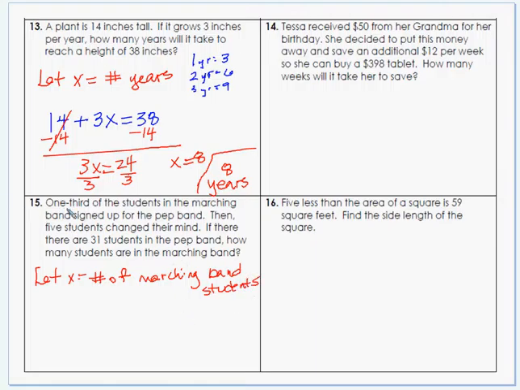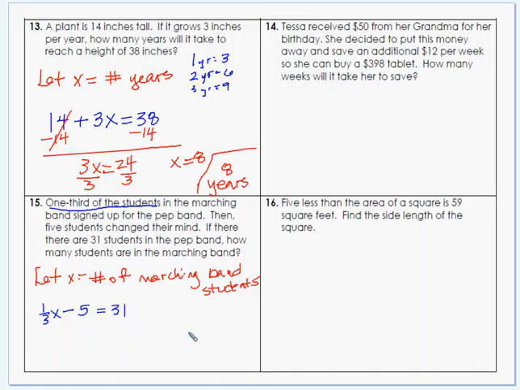And in the problem, they told us that 1/3 of these students were in marching band, and they decided to sign up for the pep band. So I would say that 1/3x, this would give me the 1/3 of them. And then it says that there were 5 students that changed their mind. In other words, they signed up, and then they decided to take themselves out of pep band. And so to take those students out would be that we're subtracting them. And this is equal to 31.